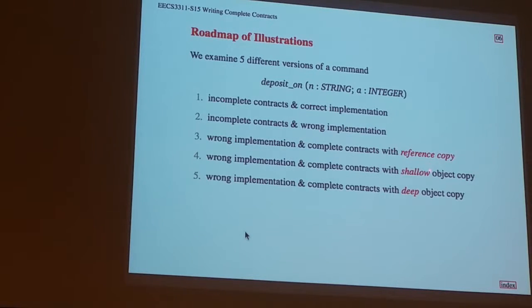In the first trial, we try to use a reference copy. In the second trial, we try to use a shallow copy. Both of them will fail. Only the last one, which uses a deep copy, will actually work. That's a roadmap for the rest of the lecture. So we're going to reuse that diagram. I may have to modify the names a bit.